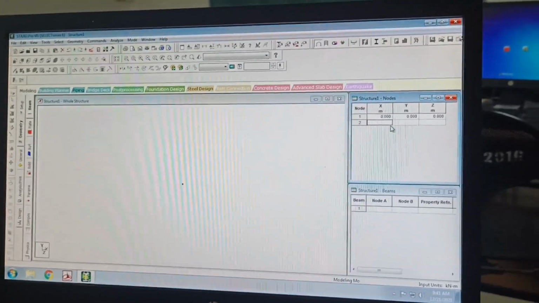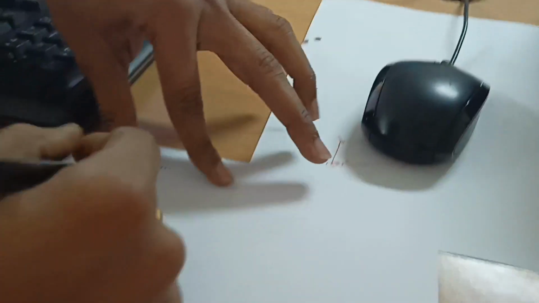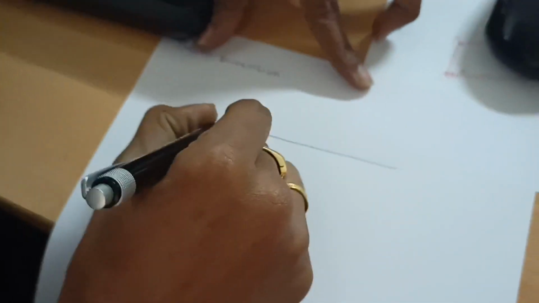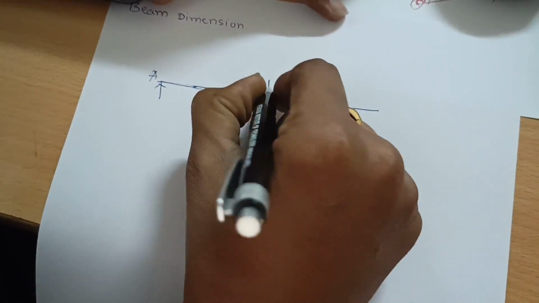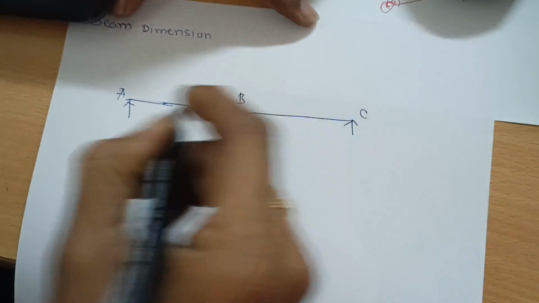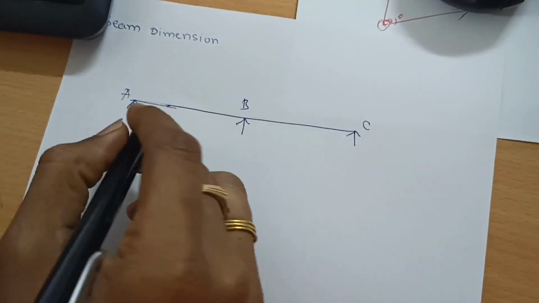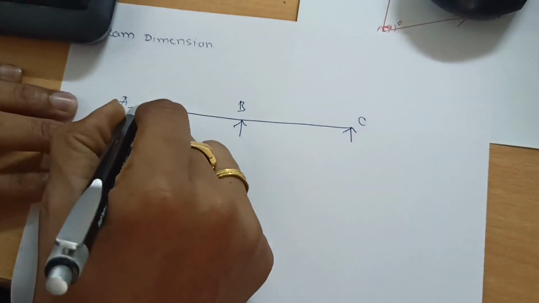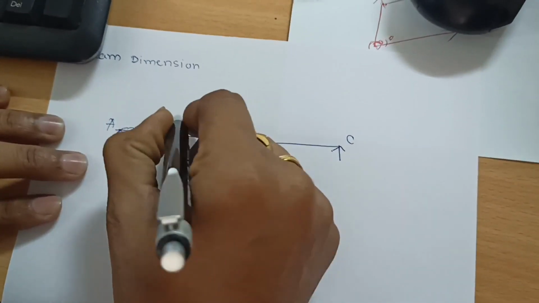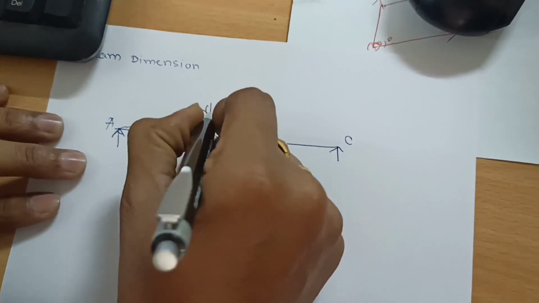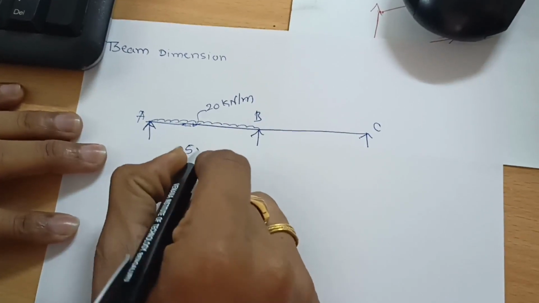For the second node, I'm going to consider a beam like this, a simply supported continuous member. This is joint A, this is joint B, this is joint C. So there are two members, AB member and BC member. The AB member is subjected to a uniformly distributed load of magnitude 20 kilonewton per meter. The length of the AB member is 5 meter.